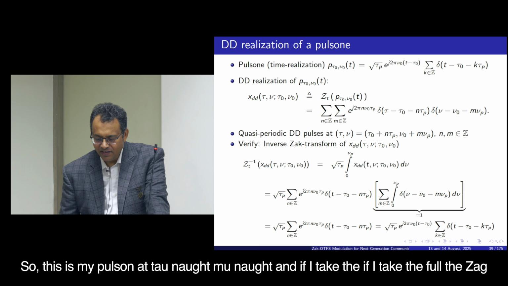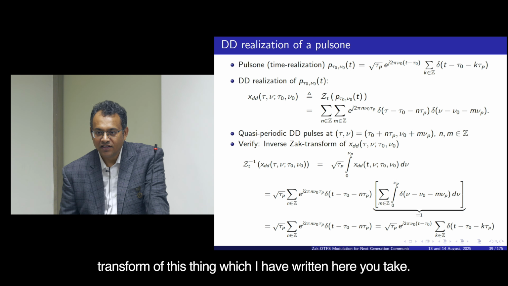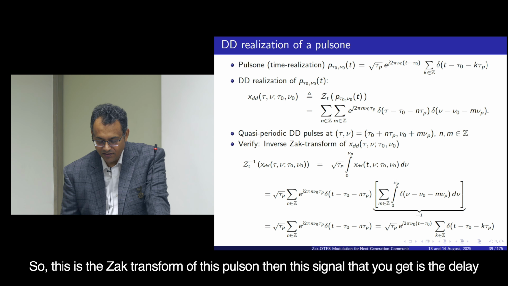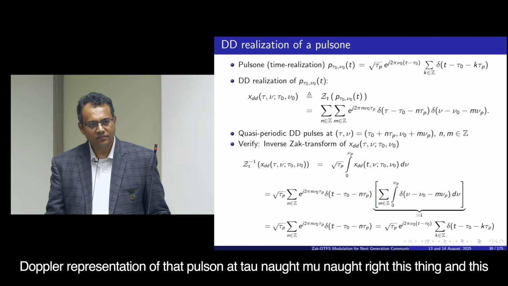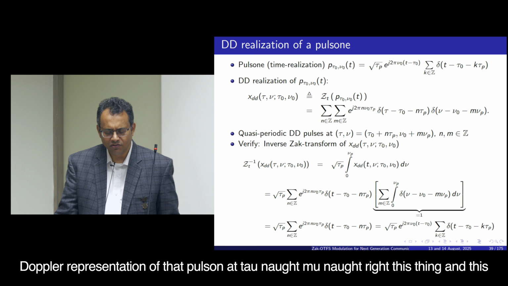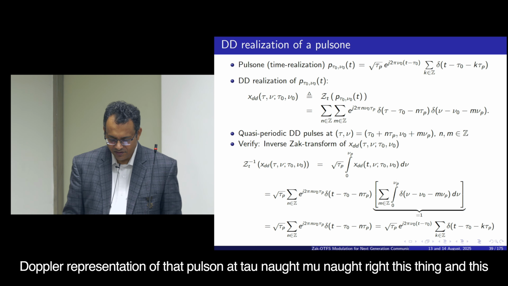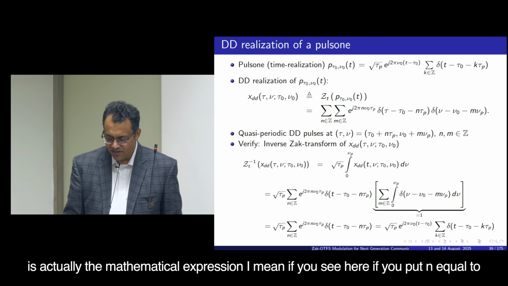And if I take the Zak transform of this thing, which I have written here, the Zak transform of this pulson, then the signal that you get is the delay Doppler representation of that pulson at tau naught, nu naught, right? This is actually the mathematical expression.